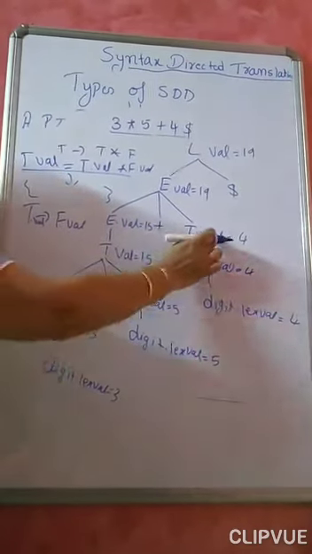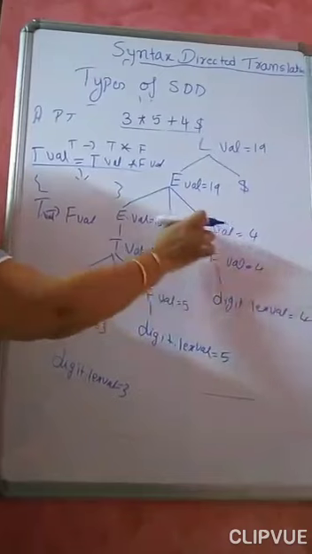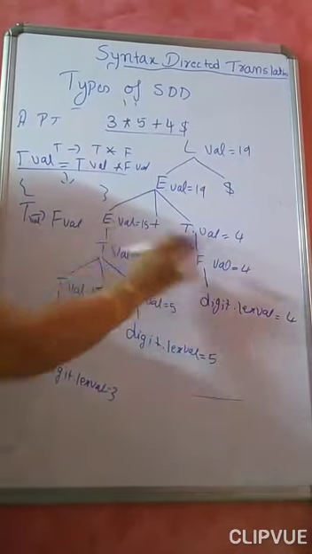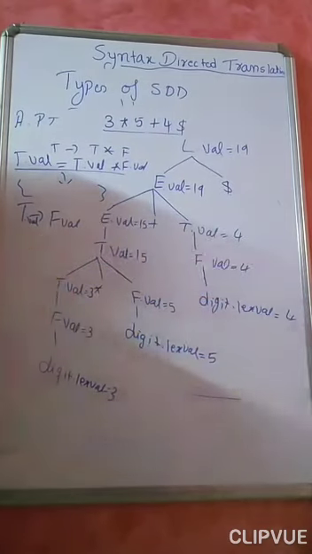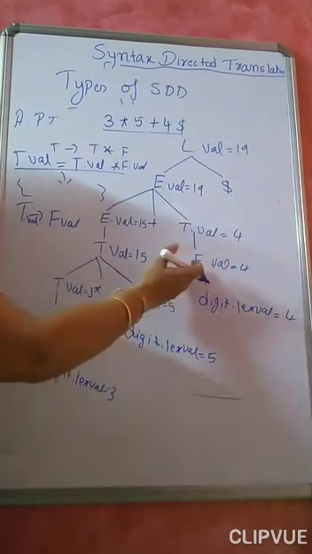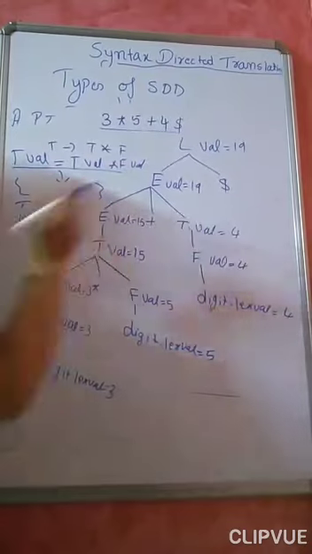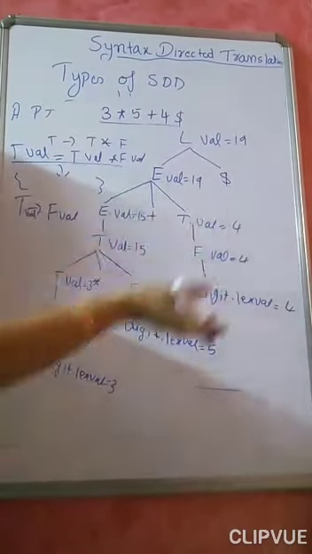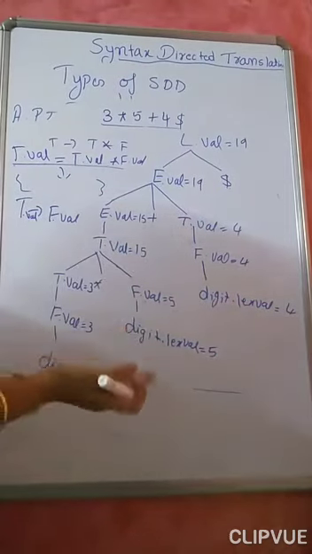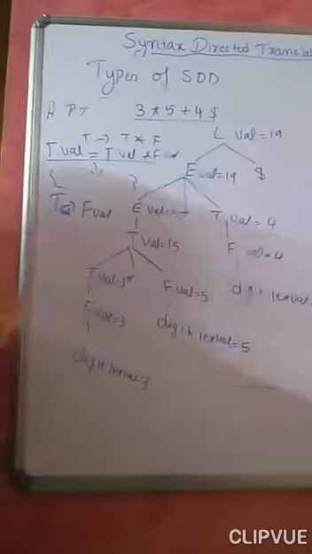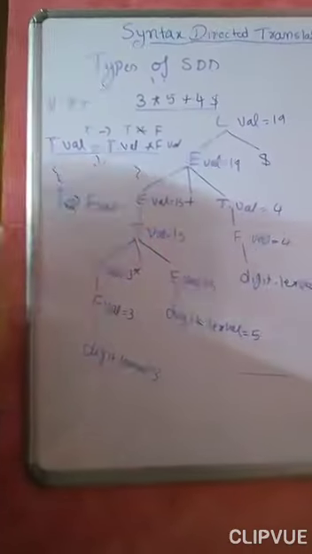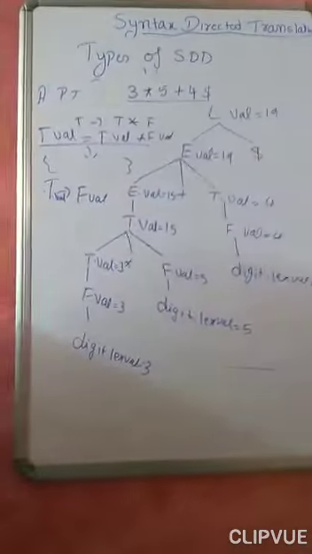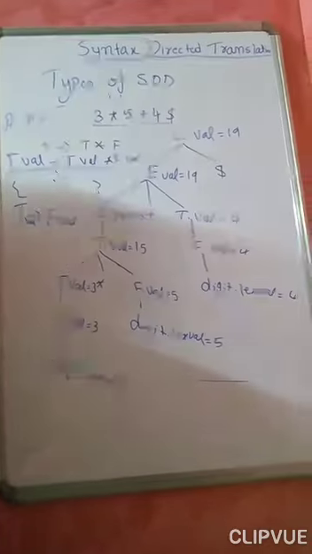Getting my point? Whenever I am applying the production T determine F, what is the action associated with it? T dot value is equal to F dot value. That is what I am doing: I assign F dot value to T dot value. So whenever I use any production, the corresponding action is applied in order to find out the attribute value. So that is about an annotated parse tree.